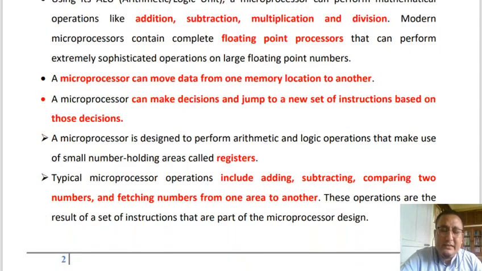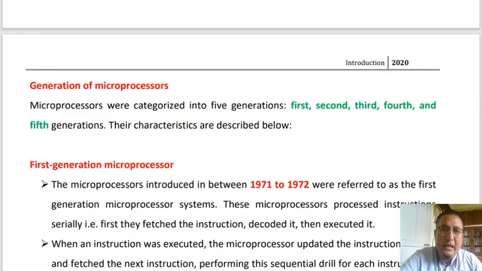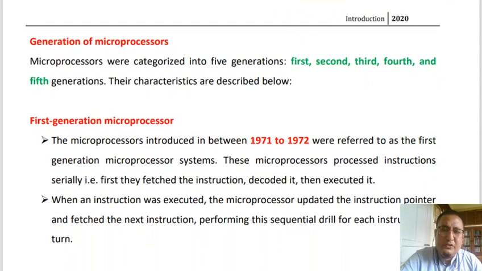So, the operations that the microprocessor performs are done with the aid of the CPU registers that are defined with it. Now, to summarize, a microprocessor performs arithmetic and logical operations, a microprocessor performs data transfer operations, and a microprocessor performs control transfer operations. Now, depending upon the evolution, microprocessors are basically categorized into five different categories, namely first generation, second generation, third, fourth, and fifth generation microprocessors.